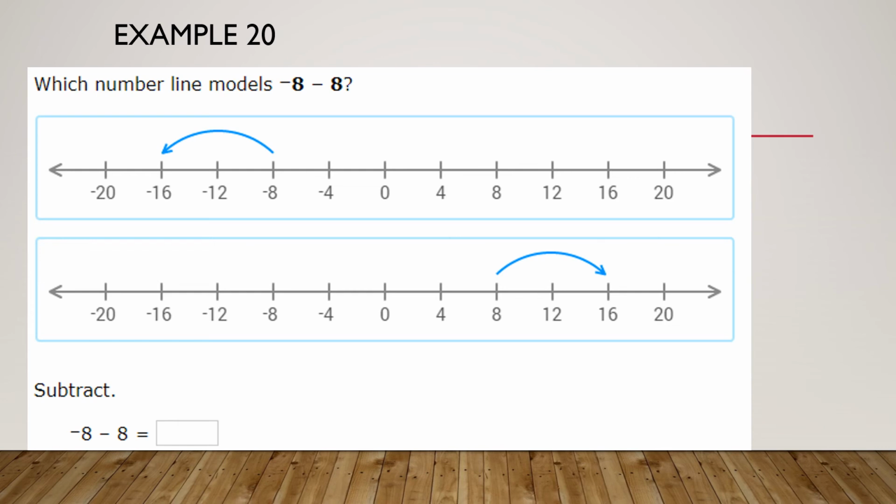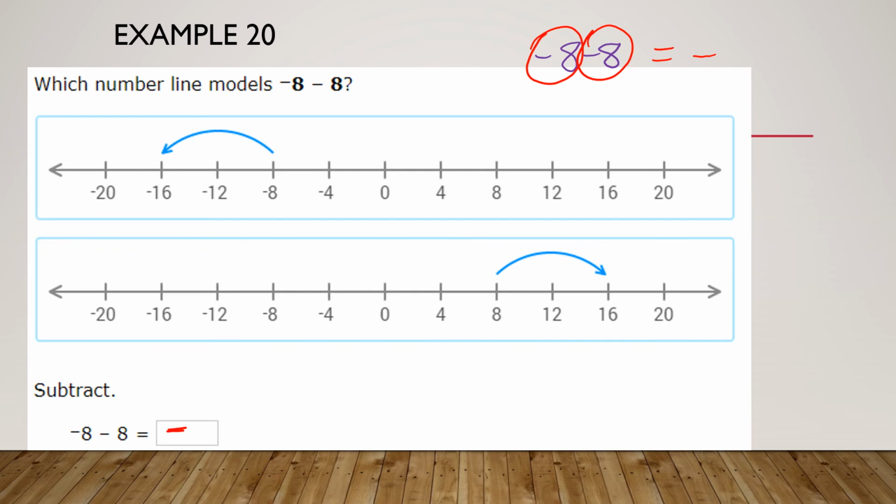Negative 8 minus 8. Okay, there's no socks in this one, so we don't have to combine those. So you're looking to see, do you have more of your negative or more of your positive? Well, obviously, you've got more negative, so our answer is going to be a negative value.